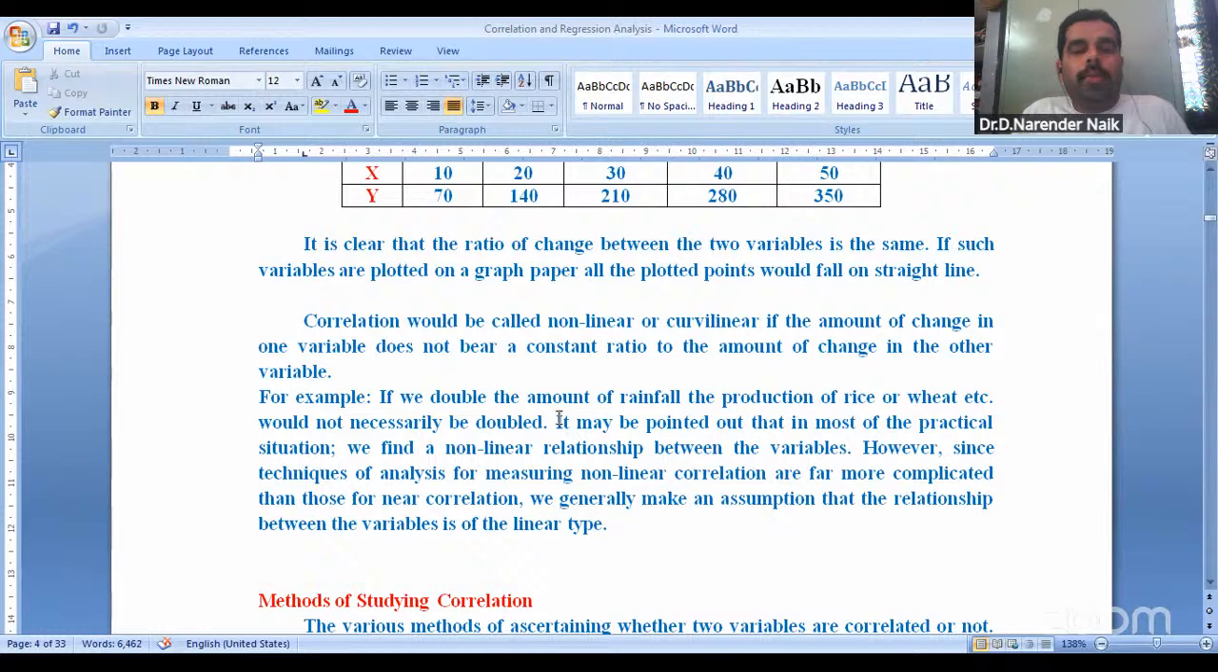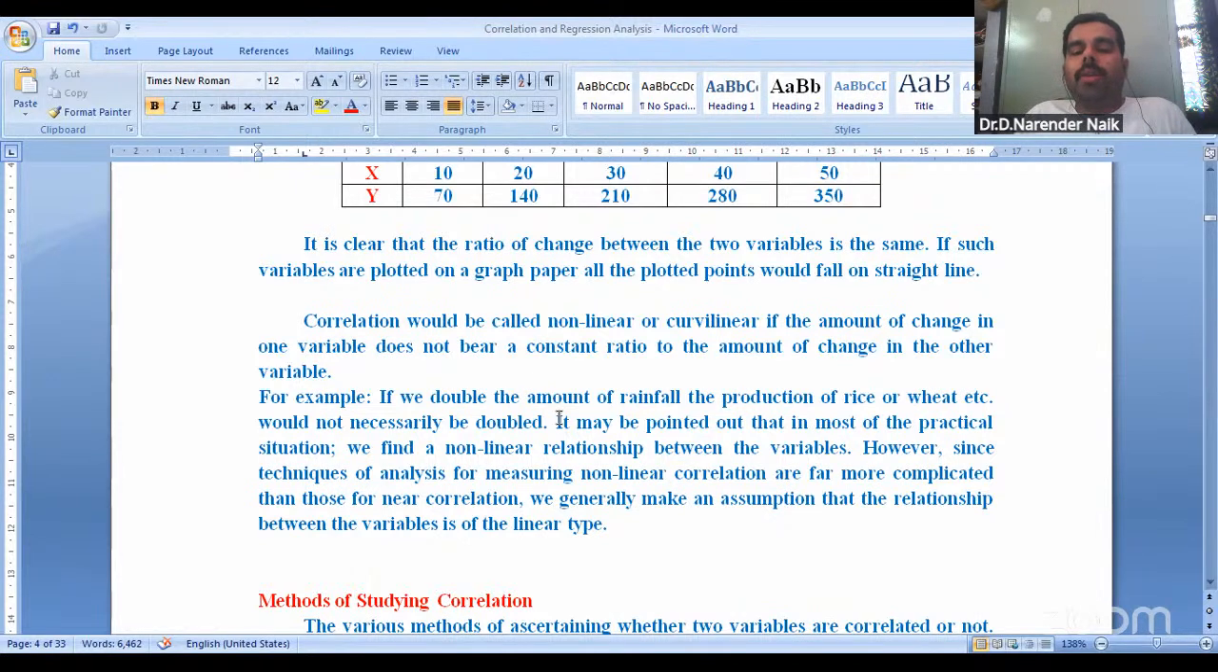For example, if we double the amount of rainfall, the production of rice or wheat would not necessarily be doubled. It may be pointed out that in most practical situations, we find a non-linear relationship between the variables. For example, you cultivated a plot with paddy or wheat. If there is rainfall every day, then the amount of crop we yield sometimes increases, but it will not be doubled.